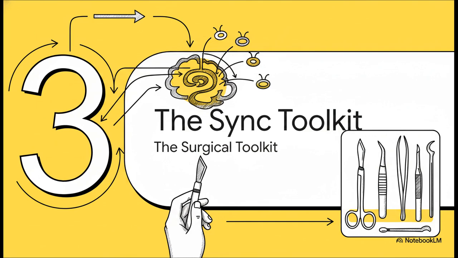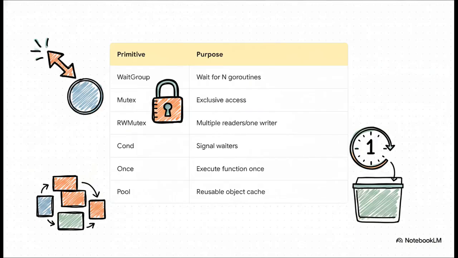Okay, so we've got these tiny, lightweight workers. But what happens when they need to coordinate? Specifically, what if more than one Go routine needs to access the exact same piece of memory? Well, that's when you reach for the sync package. Think of it as a surgical toolkit for very fine-grained control. And here's a quick look at the main tools in that kit. You're going to use a wait group for that join point we just talked about, making one Go routine wait for a bunch of others to finish. A mutex is your classic lock for making sure only one thing can touch a variable at a time.